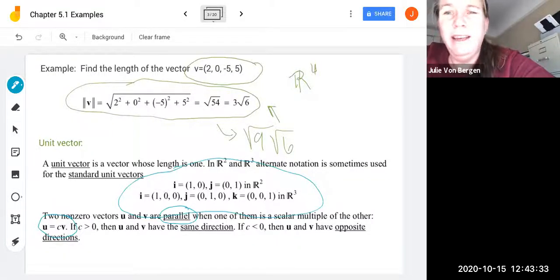So if c is a scalar that's positive, then u and v are going to be in the same direction. If c is a scalar that's negative, because we're taking u and multiplying it by a negative scalar, then we're going to say u and v have opposite directions.